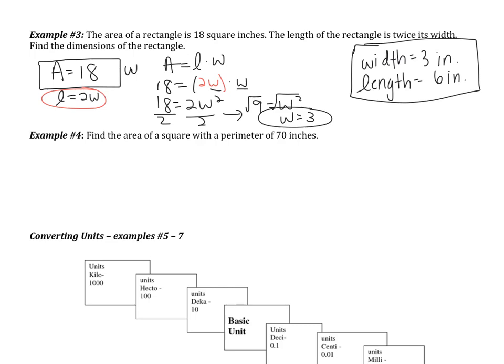Example 4, you're going to do on your own. So right now, pause the video and try example 4 on your own, please. Play the video again once you have a completed answer. Good luck.